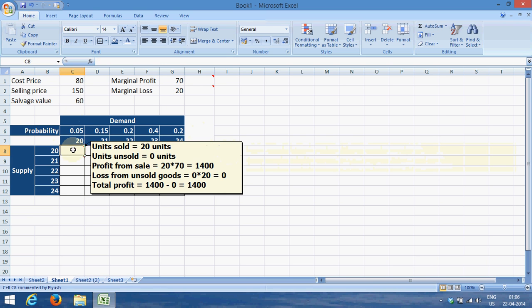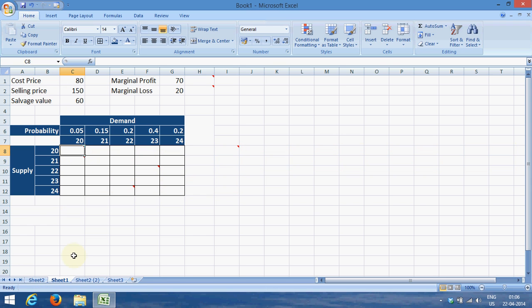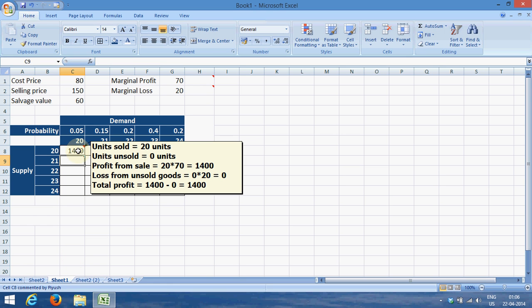So let me put the Excel formula here. We get equal to the minimum of demand comma supply multiplied by the marginal profit, minus the maximum of zero or supply minus demand, multiplied by marginal loss, which is $20. So like we've demonstrated, this is $1,400.